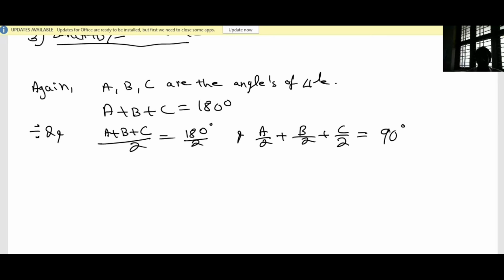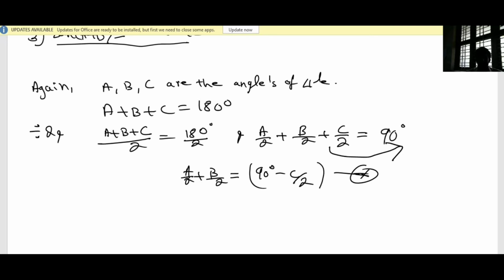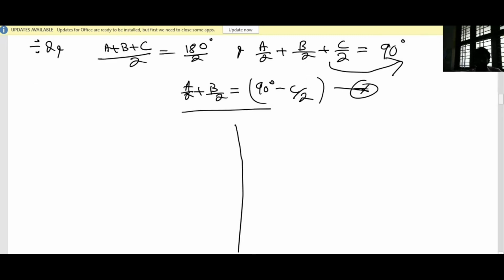Now see, A by 2 plus B by 2 equal to 90 degree minus C by 2. It's an identity. If you rearrange this, shifting C by 2 to RHS, plus will become minus. Now consider equation star. First take sine on both sides. Sine of A by 2 plus B by 2 equal to sine of 90 degree minus C by 2.